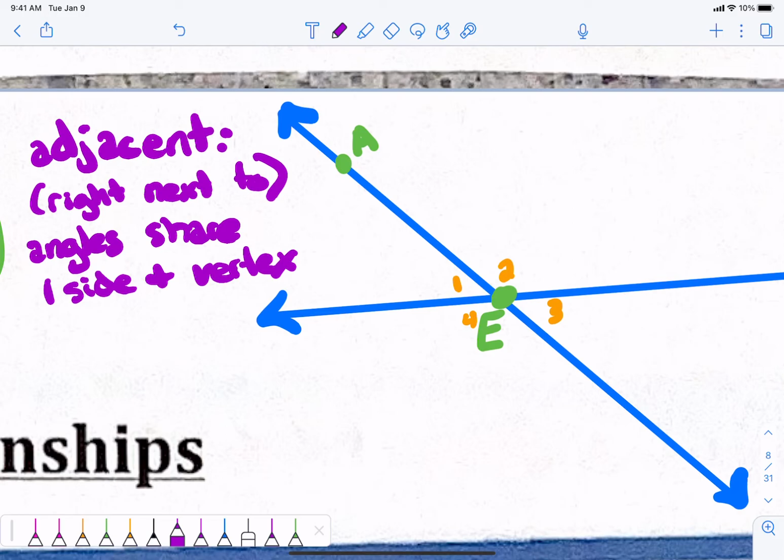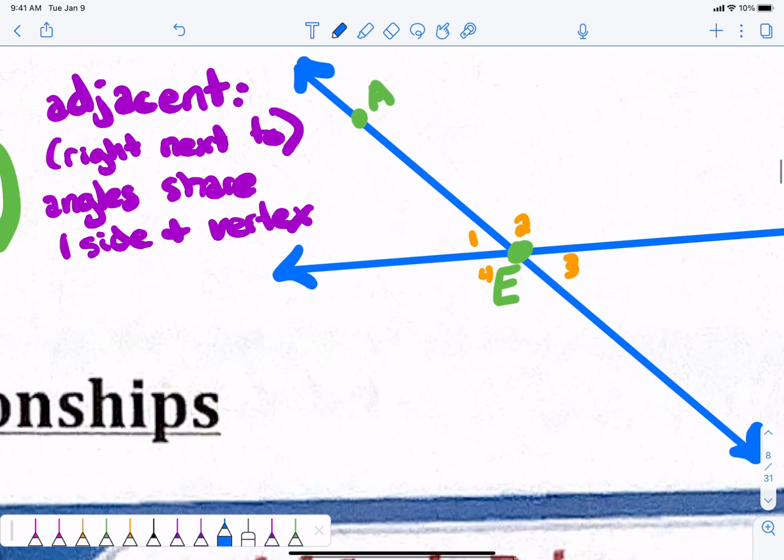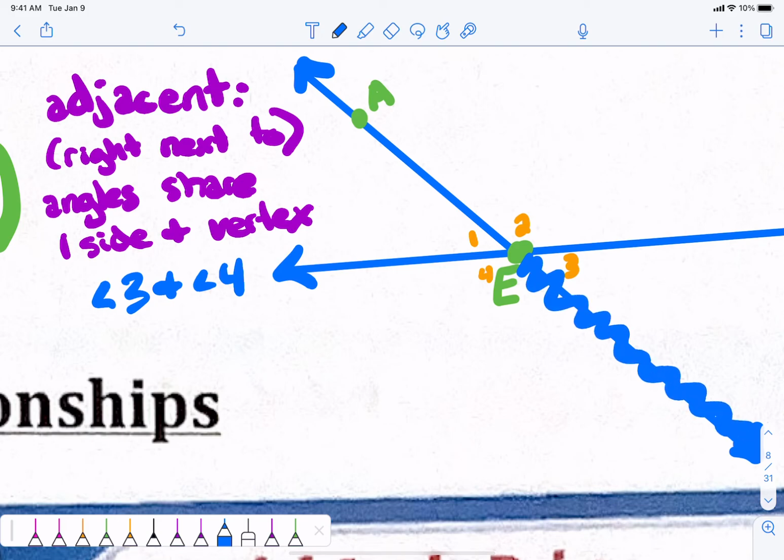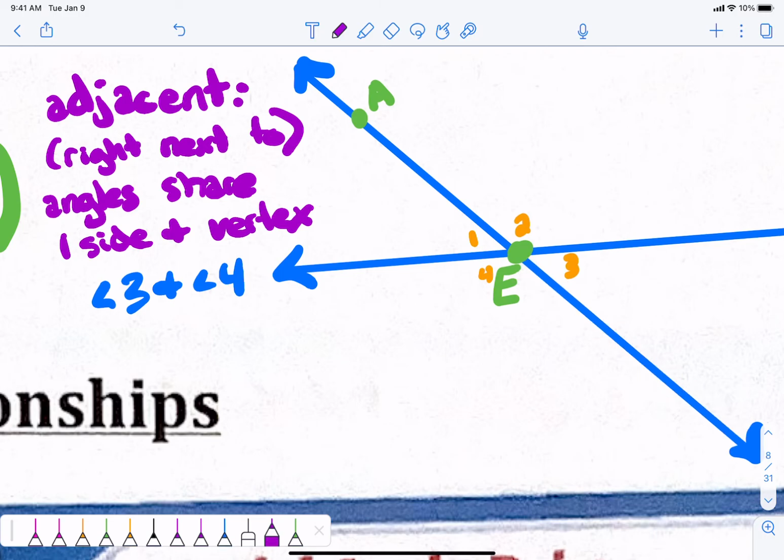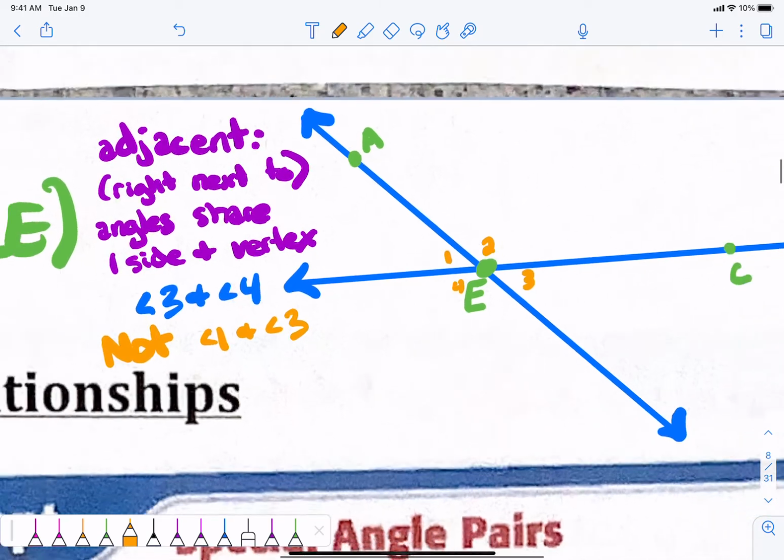Give me 2 angles up there that share a side and a vertex. Angle 3 and angle 4, yep. Angle 3 and angle 4 share this side, that squiggly one that I just made. And there's a bunch of combinations. Give me an example of 2 that do not share. 1 and 3. Angle 1 and angle 3 would not be adjacent. They're across from each other, but they don't share a side. They're not right next to each other. They don't have a common side. Does that make sense? Okay, that's adjacent.